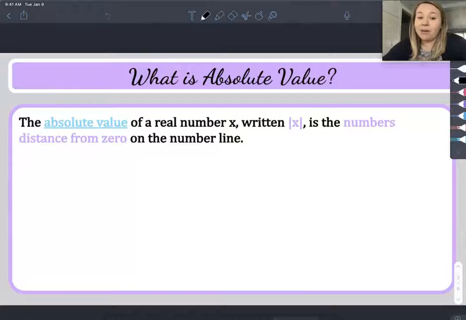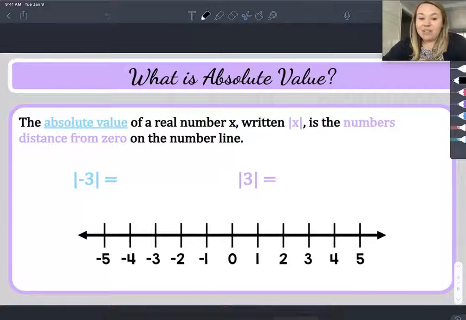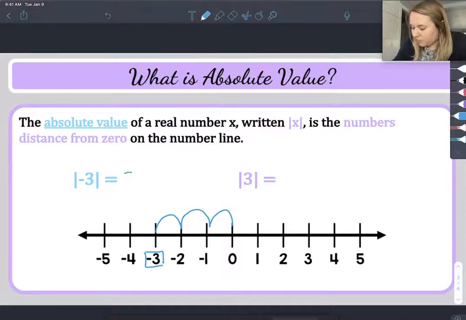The absolute value of a real number x, written as the absolute value of x, is the number's distance from 0 on the number line. So what does that mean? When we're looking at the numbers here, we want to see how far they are from 0. So if I start with my -3 on my line, it is 1, 2, 3 spots to the left of 0. So the absolute value of -3 is 3.